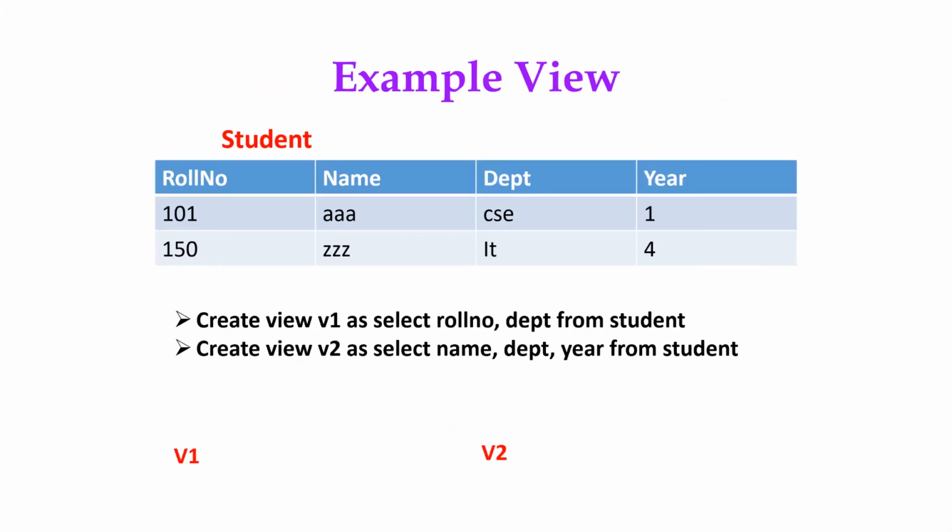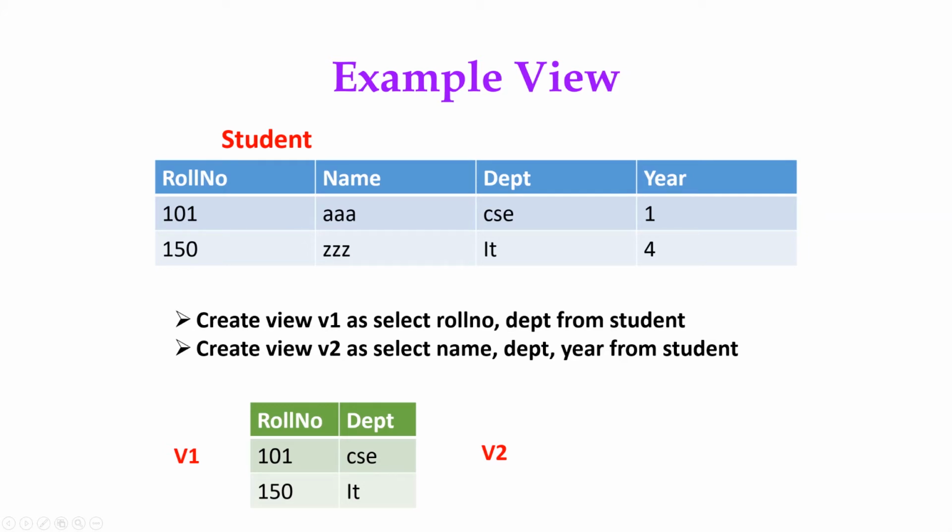So let us see these concepts with the help of an example. So here is a student table. In the student table you have 4 attributes: roll number, name, department and year. Now I am going to create 2 views with the help of this table. The first view is create view V1 as select roll number, department from student. When I execute the first statement, I will get the output like this. So I have chosen roll number and department from student and I am creating a view like this.